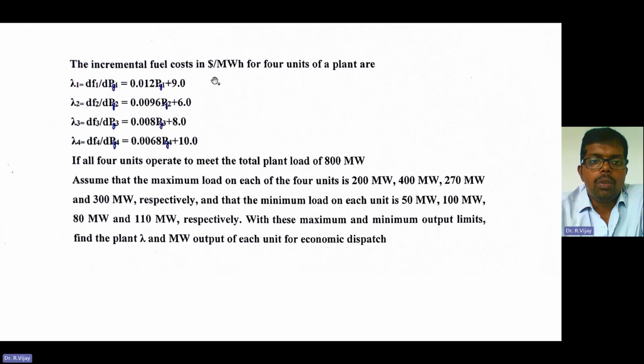Today, we are going to solve a very interesting problem in economic load dispatch. So here, take down this problem. The incremental fuel cost in dollars per megawatt hour for 4 units of a plant are: lambda 1 is equal to df1 divided by dpg1 is equal to 0.012 pg1 plus 9.0.